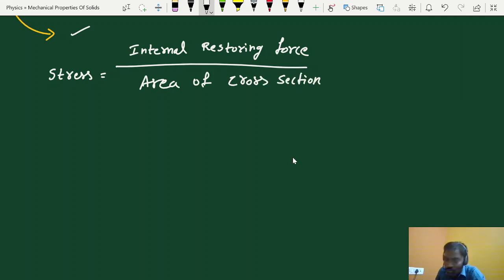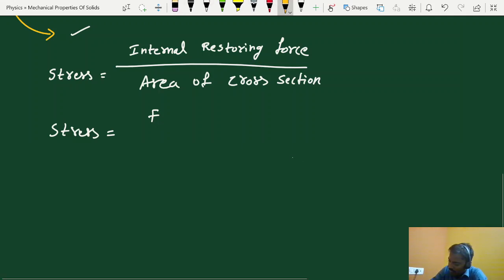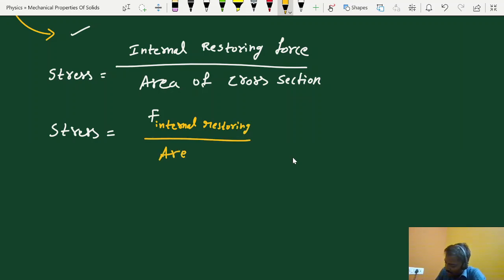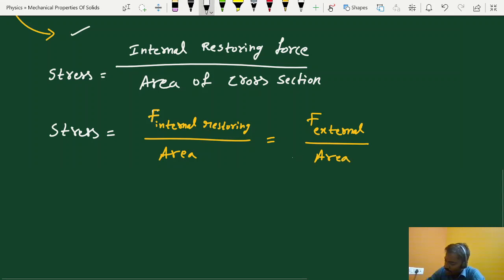Internal restoring force per unit area of cross section. It can also be written as internal restoring force by area, or you can also write it as external force by area. So this is possible at equilibrium.